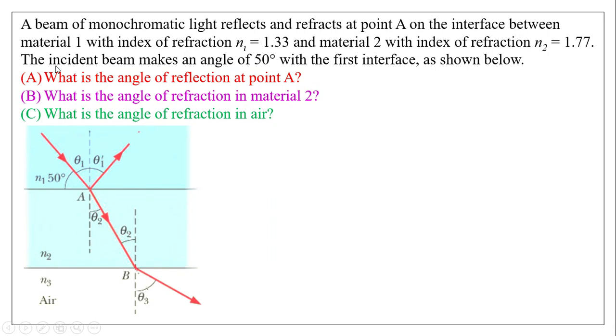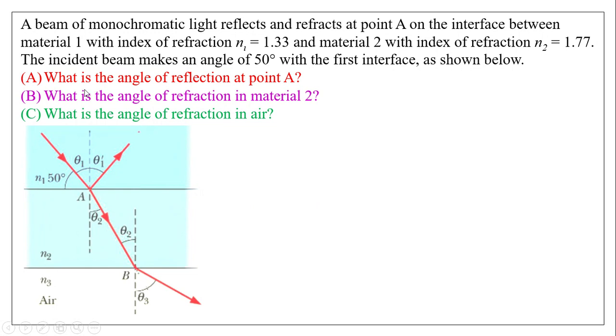Since the incident beam makes an angle of 50 degrees with the first interface, as shown here in the schematic, here is the 50 degrees that touches the interface, or the boundary, between these first two mediums. And then it asks us to do A, B, and C. So let's crack it up.